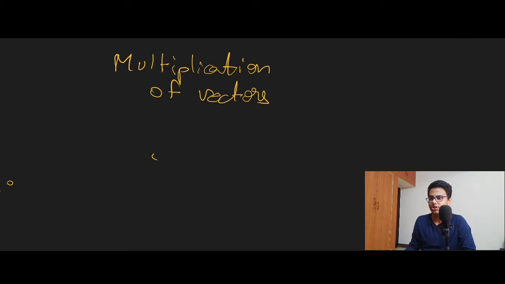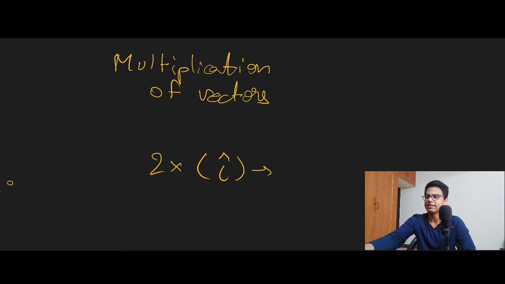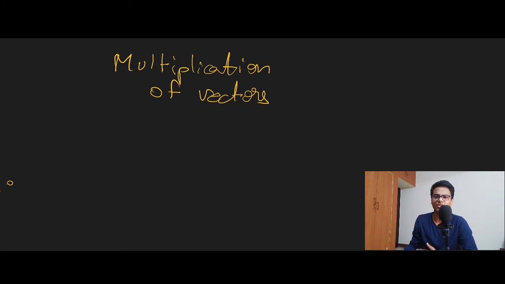Can we multiply 2 into i cap, right? Of course we can, because we just did that. 2 into i cap basically means that 2 is the magnitude of the vector that is going along i cap direction, right? So of course we can. And let me give you another example. This is just basic. If we are talking about multiplication of scalar into vector, you just have to multiply it with each of the components.